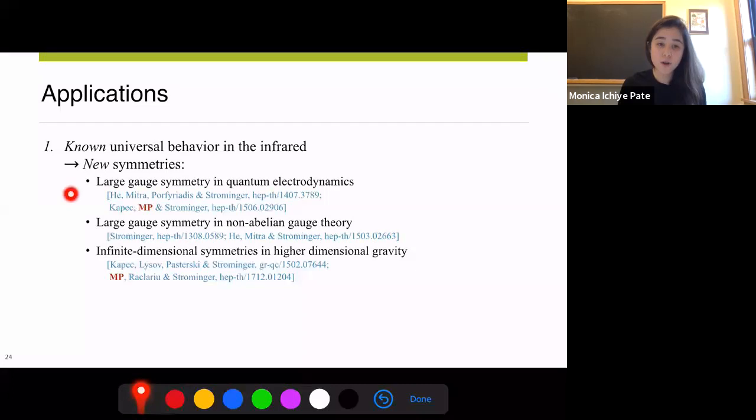And thus, the known universal behavior encapsulated by the soft photon theorem led to the discovery of an infinite dimensional symmetry of quantum electrodynamics, which has come to be known as large gauge symmetry. Likewise, in non-abelian gauge theory, the known soft gluon theorem led to the discovery of non-abelian large gauge symmetries. And finally, the generalization of Weinberg's soft graviton theorem and gravitational memory to gravity in higher dimensions led to the discovery of infinite dimensional symmetries in gravitational theories in higher dimensions.